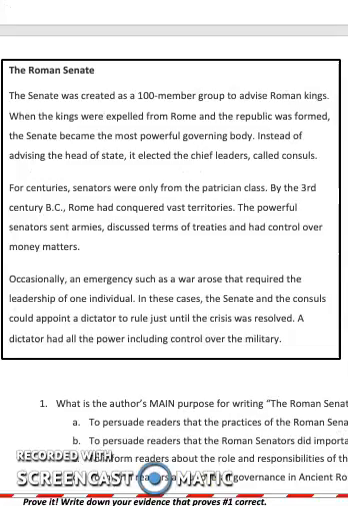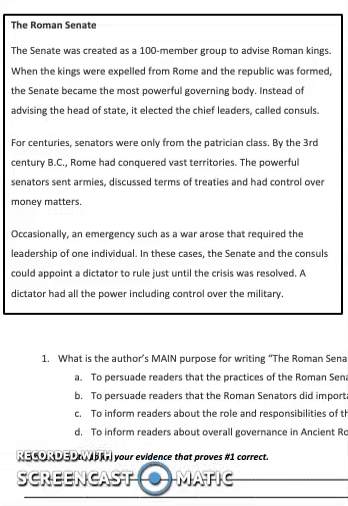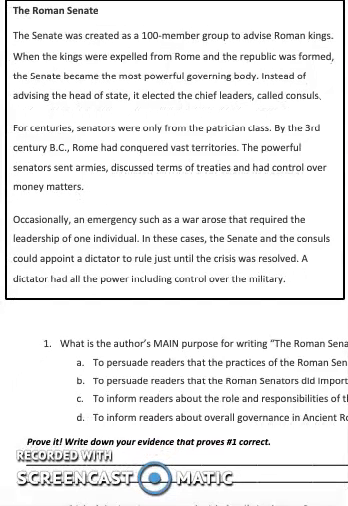The Roman Senate. The Senate was created as a 100-member group to advise Roman kings. When the kings were expelled from Rome and the Republic was formed, the Senate became the most powerful governing body. Instead of advising the head of state, it elected the chief leaders, called consuls. For centuries, senators were only from the patrician class.